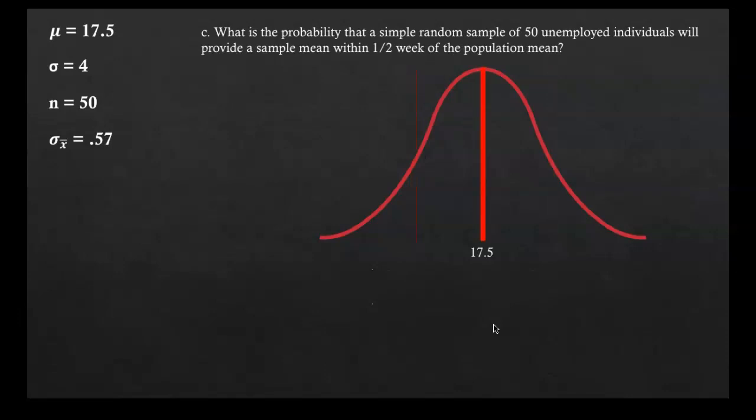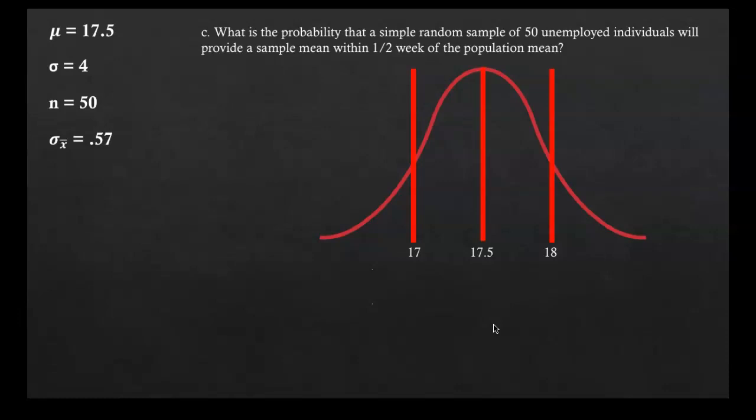So if we take a look at part C, the piece that changes here in part C is that we want to now see what the probability is that this sample will provide a sample mean within half a week of the population mean. So we now want to look at 17 and 18. Those are our 2 points on the bell curve.